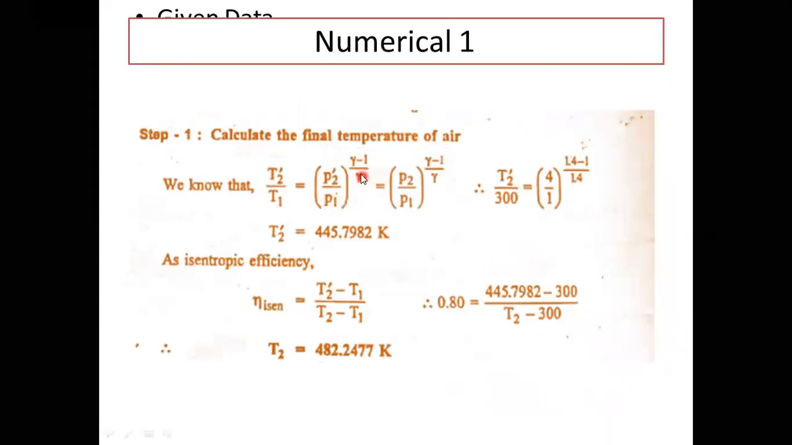We know that from the adiabatic or isentropic process, in terms of the adiabatic index, we have the relation T2 dash upon T1 is equal to (P2 dash upon P1) raised to (gamma minus 1) upon gamma. This is a very basic thermodynamic relation. We have to use this.